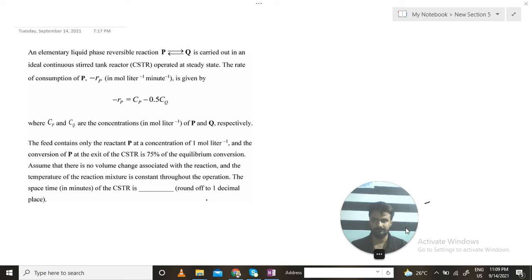So here I'm going to discuss the given question which was asked in GATE 2020. In this question, there is an elementary liquid phase reversible reaction in which reactant P is getting converted into product Q, carried out in an ideal continuous stirred tank reactor operated at steady state. The rate of consumption of P is given as minus Rp, in mole per liter per minute, by Rp equals Cp minus 0.5 Cq, where Cq is the concentration of product Q and Cp is the concentration of reactant P.